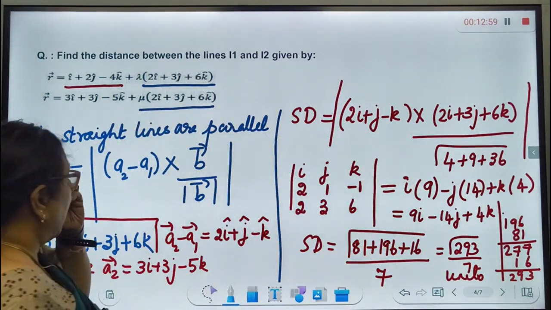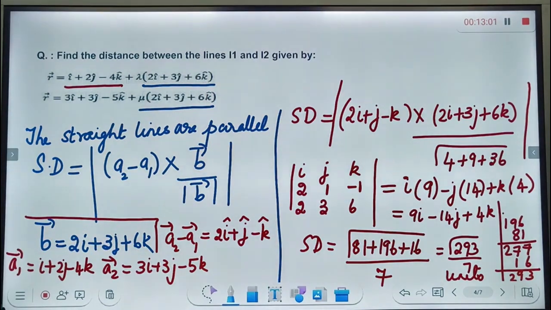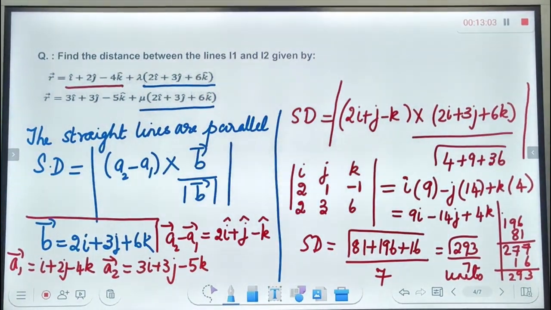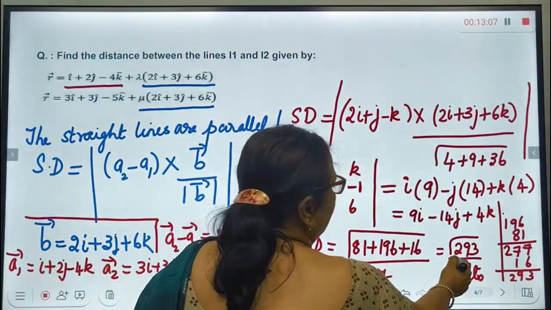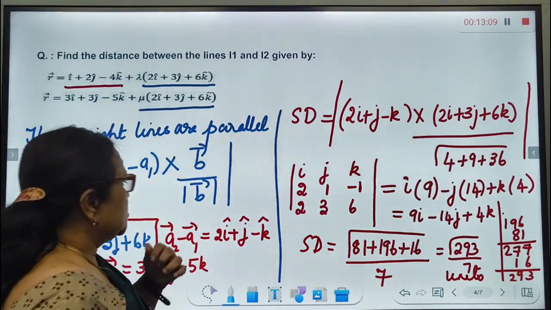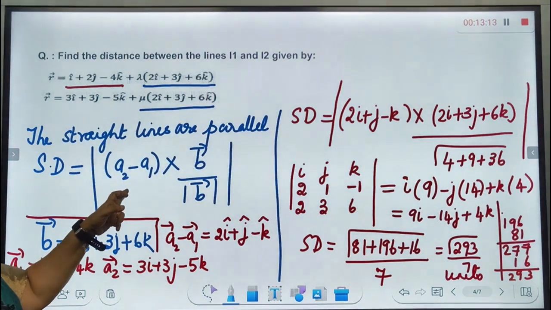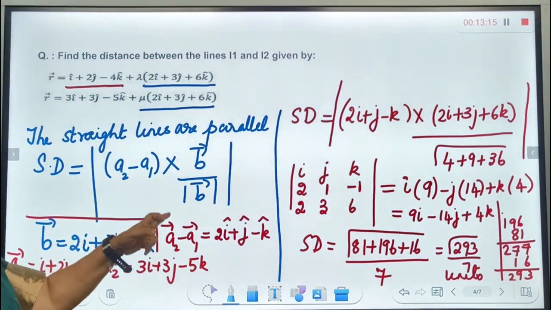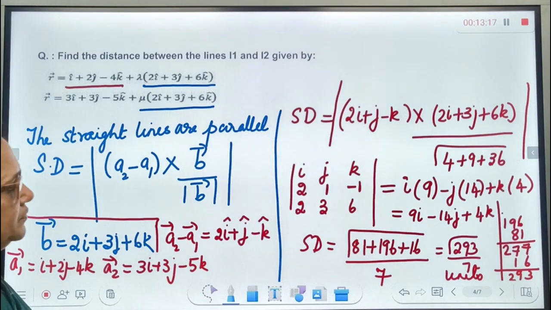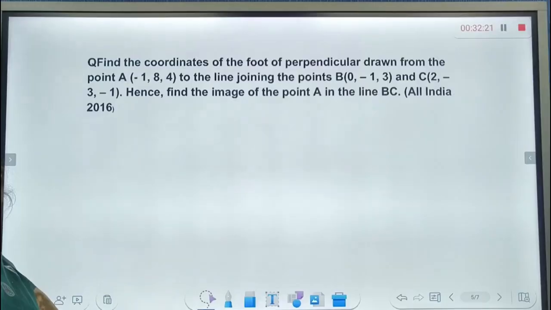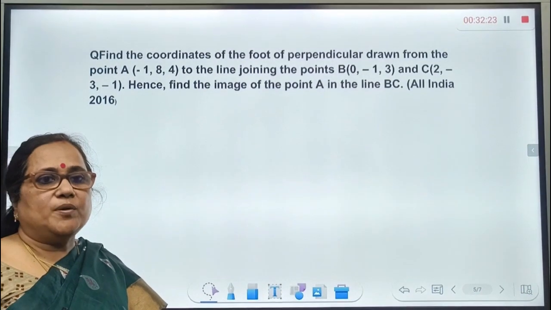So the distance between the parallel lines is given by the modulus of a2 minus a1 cross b vector by modulus of b vector, which simplifies to root of 293 by 7. So if the lines are parallel, the distance between them is given by a2 minus a1 cross b vector by modulus of b vector. Let's pass on to the next problem.